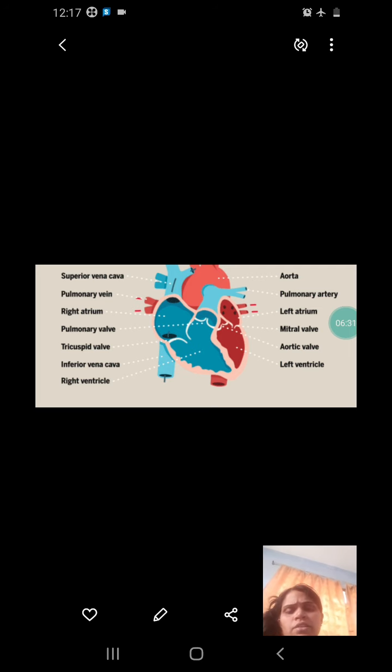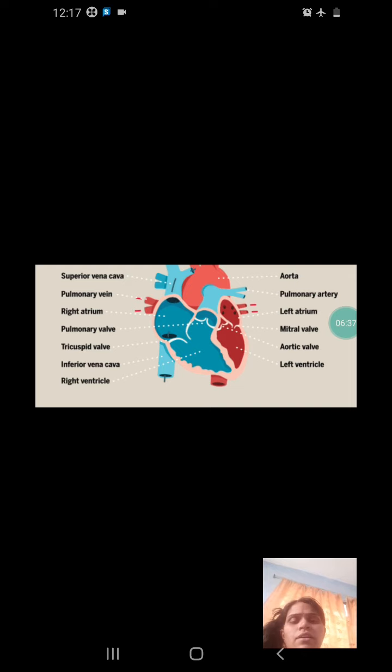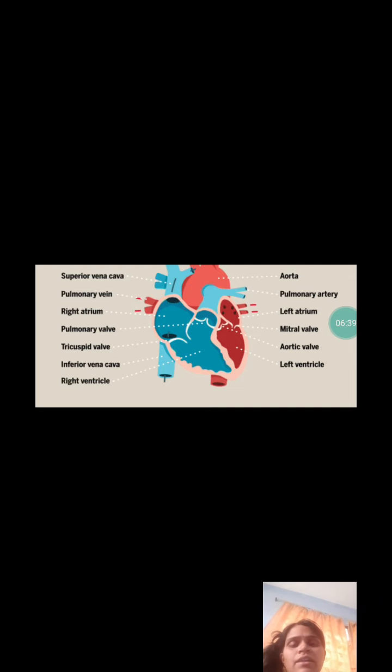The blue part contains deoxygenated blood, and the red color means oxygenated blood. The right side consists of deoxygenated blood and the left side consists of oxygenated blood. To prevent the mixing of these two bloods, there is a wall or partition which is called the septum.